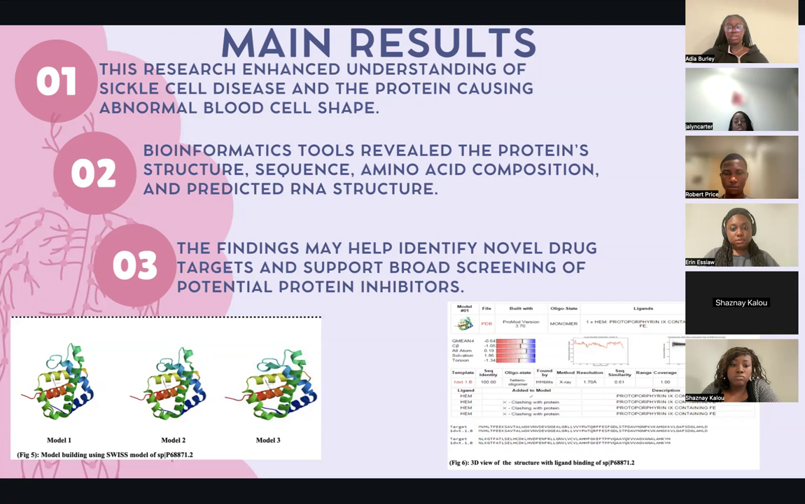Figure 5 shows predicted 3D models of the sickle cell hemoglobin protein built using the Swiss model tool. These models help visualize the protein's overall structure and folding patterns, which are important for understanding how the mutation affects its function. Figure 6 goes a step further by showing the protein with a ligand bound to it, highlighting the potential drug binding sites. This is useful for identifying how treatments might interact with the protein and for guiding drug design.